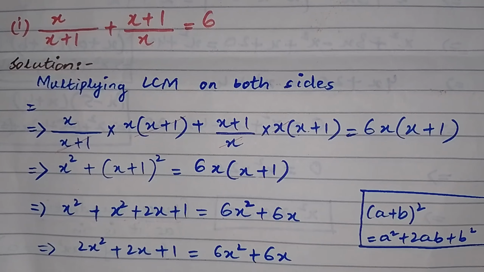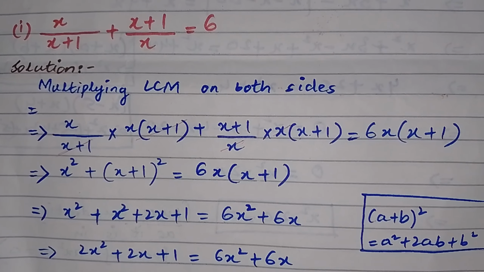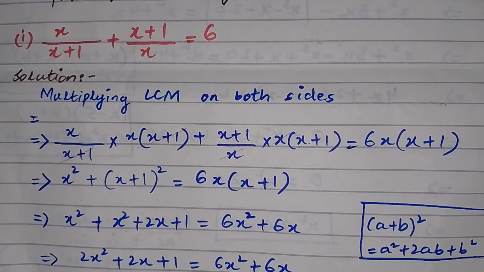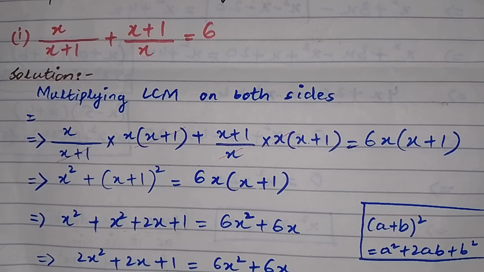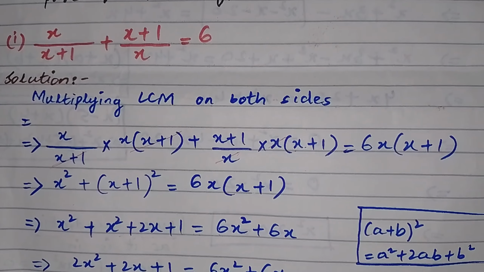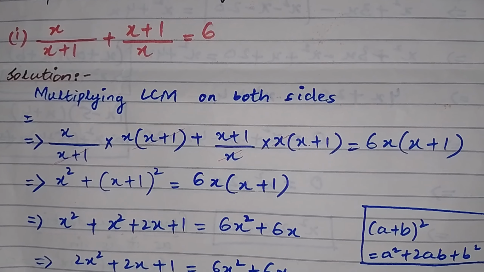In this question, firstly you have to take the LCM. The LCM is x plus 1, and you have to multiply it on both sides.